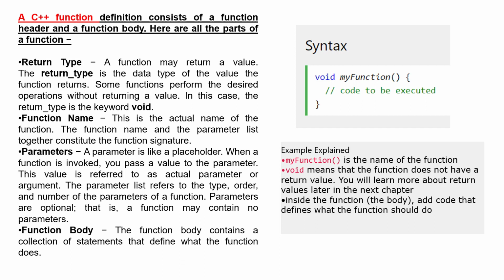Then the function name is the actual name of the function. The function name and the parameter list together constitute the function signature. Then we have the parameters which come inside the function definition, and a function body will be there.